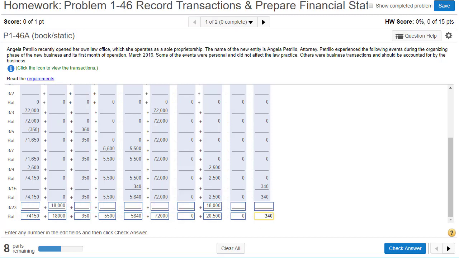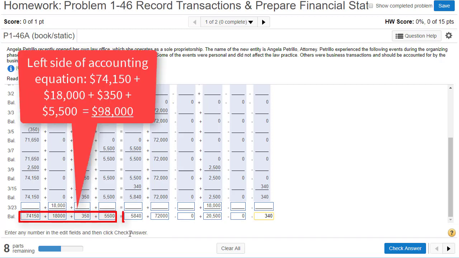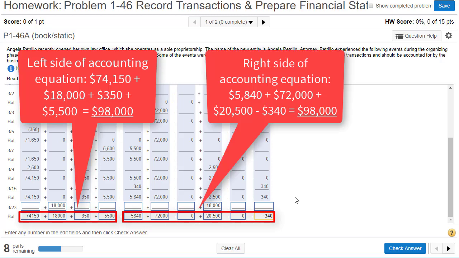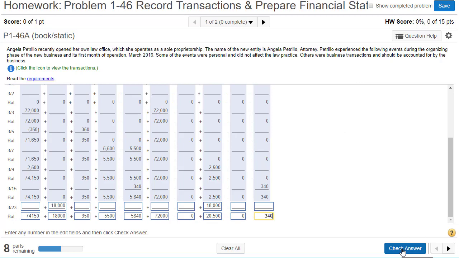We should also double check that the left side of the accounting equation, assets, equals the right side, liabilities plus equity. And they are equal. So now we can check our answer.